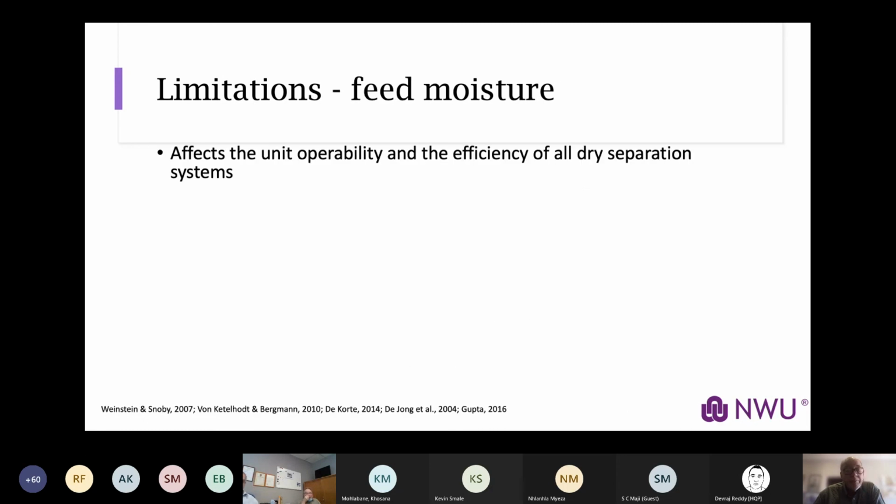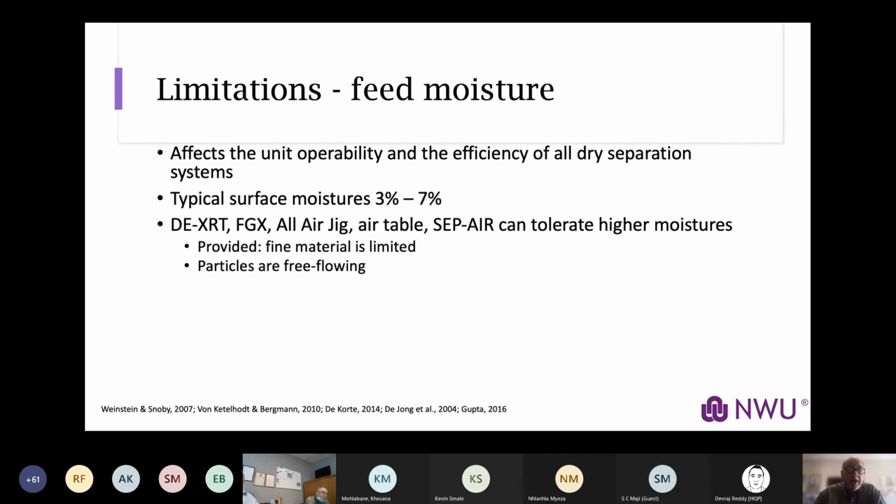The feed moisture, that's the other one. It affects the operability and efficiency of all dry systems. Typical surface moistures, and we've seen this time and time again in our research, there's a magic number between 3 and 7%. That's surface moisture. If you can run in there, then you tend to be okay, because the coal is free flowing at that stage. It depends a bit on the coal as well, but most coals you can run with a 5% surface moisture, and the coal will not be sticky. It will not be sticking against each other and not against the vessel sides, for example.